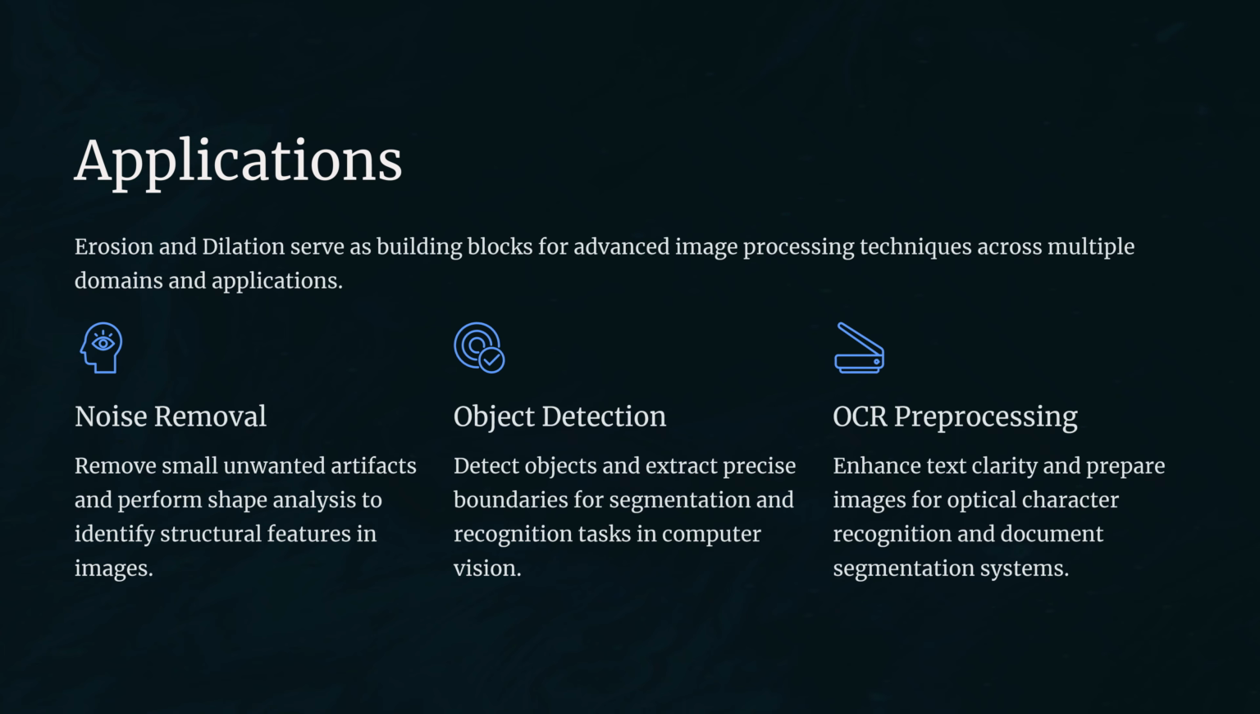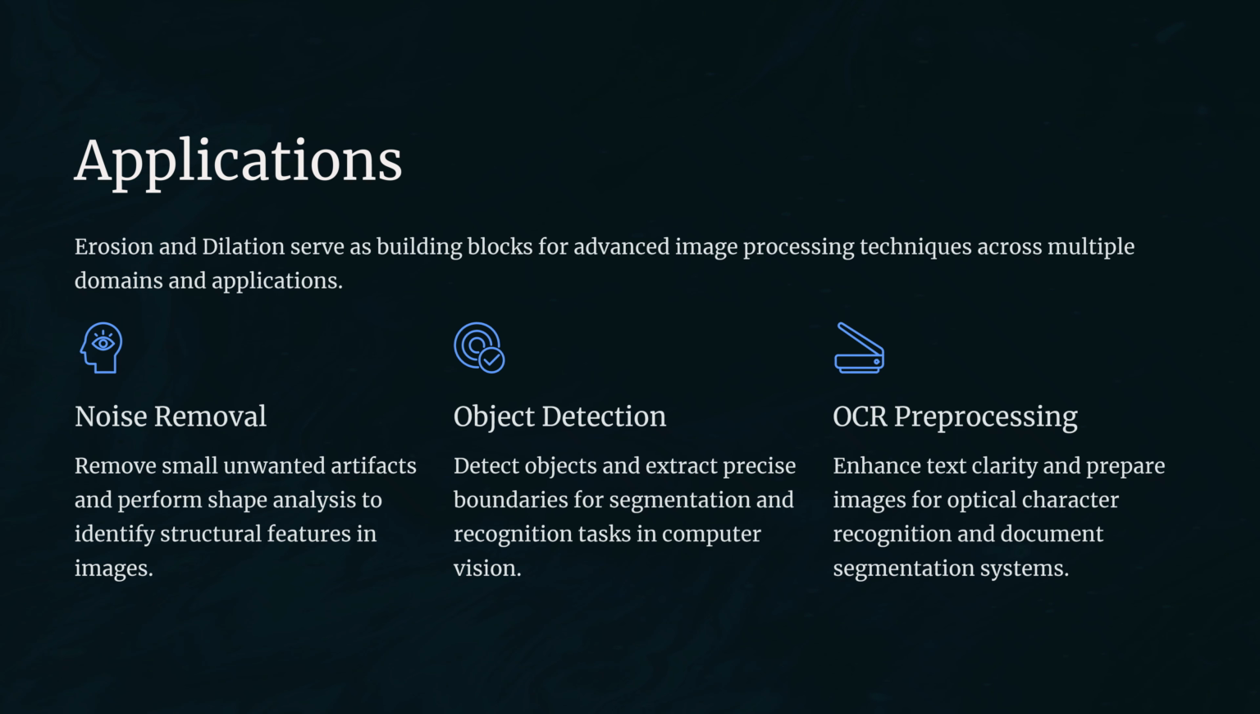The first application is noise removal. Erosion and dilation can remove small unwanted artifacts or distortions from images. For example, if an image contains tiny dots or specks of noise, erosion can remove them by shrinking those regions. After that, dilation can help restore the original shape of the important parts of the image. This helps in identifying structural features more clearly.